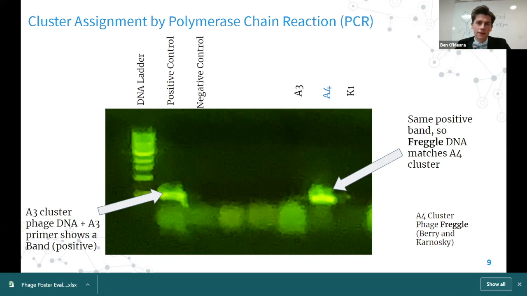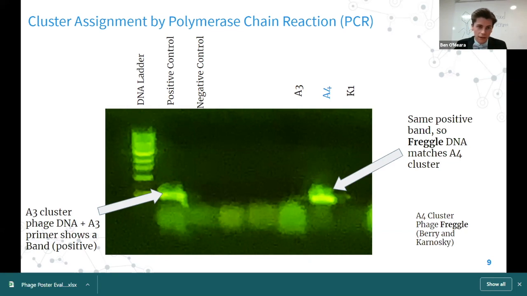The best way to understand this process is by taking a look at an example from our lab, which was with the phage Fraggle. During the restriction digest procedure, it was determined that Fraggle was either an A3, A4, or K1 cluster phage. So then we use the PCR to further figure out which of those three it belongs to.